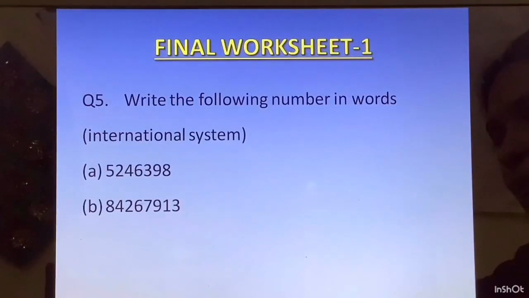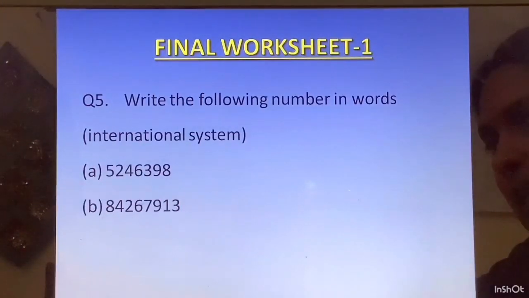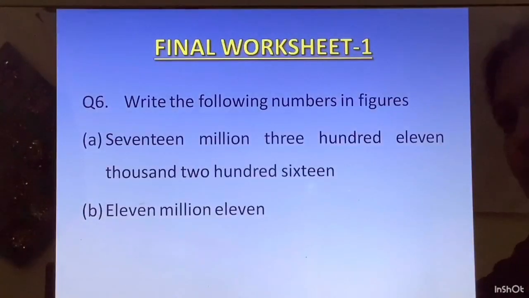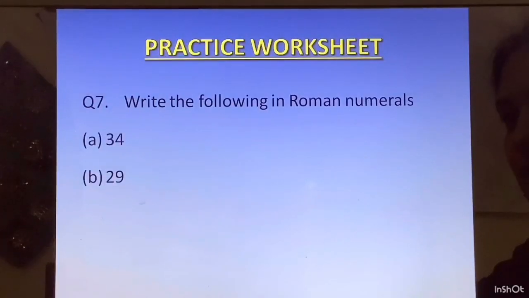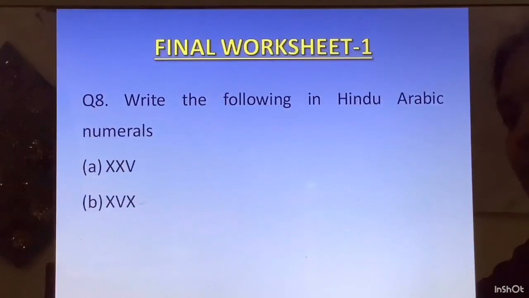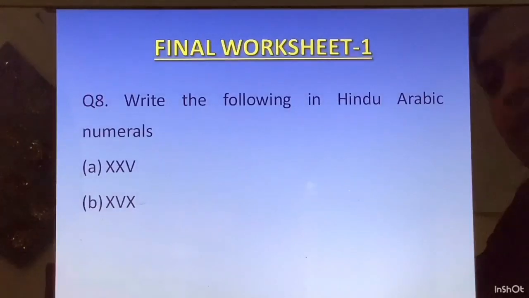Question 5. Write the following numbers in words, international system. A. 52463998. B. 84267913. Question number 6. Write the following numbers in figures. A. 17,311,216. B. 11,011,011. Question 7. Write the following in Roman numerals. A. 34. B. 29. Write the following in Hindu-Arabic numerals. A. XXV. B. XVX. This brings us to the end of the worksheet.